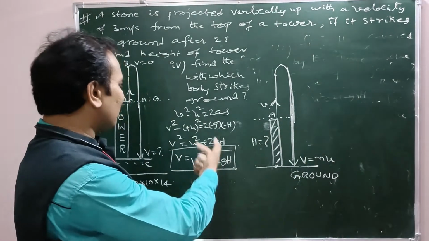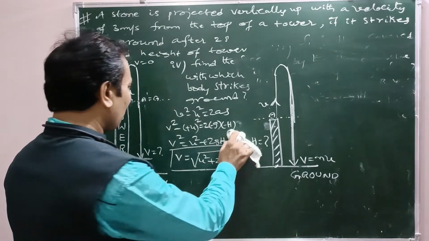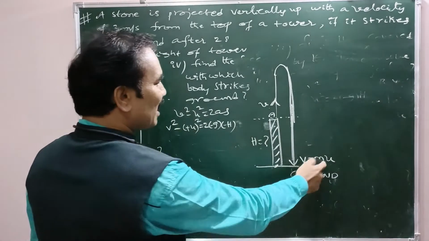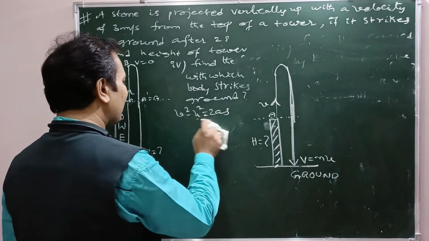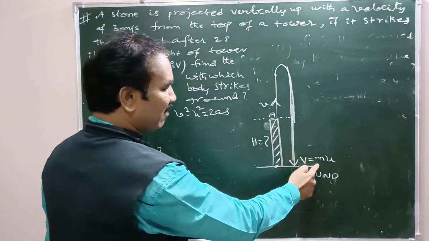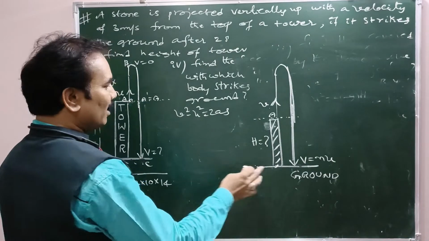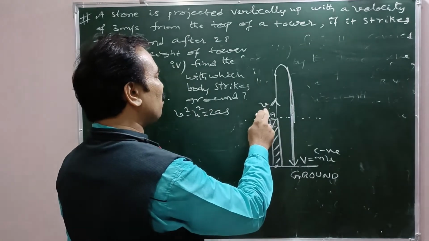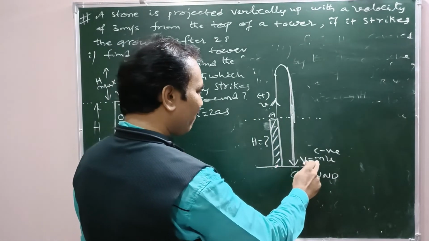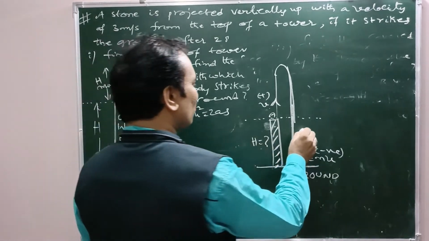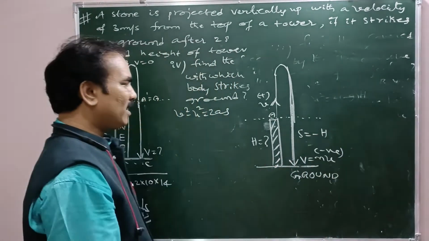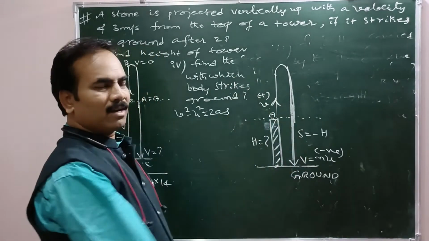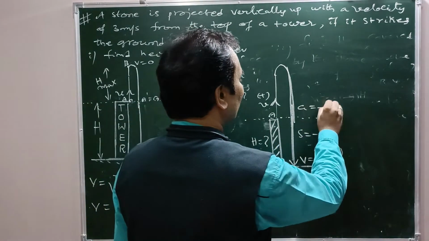Now how to find it? This is the solution. Take v square minus u square equal to 2as. Initial velocity u, final velocity v. Is v positive or negative? Negative. Why? Because this is the reference line. Above the reference line, u is positive; below the reference line, v is negative. s equal to minus h, the displacement in the entire motion. This is the height of the tower with a negative sign, the displacement. a equal to minus g.